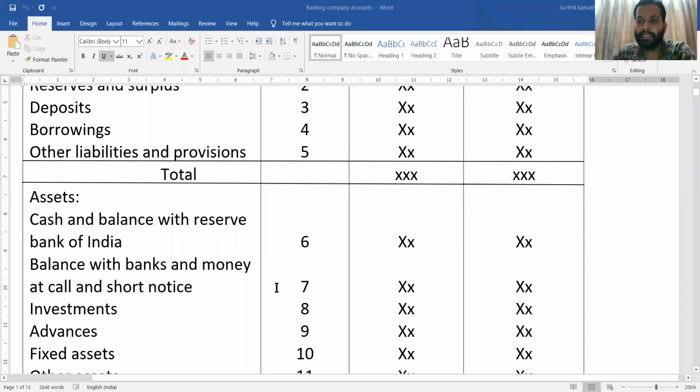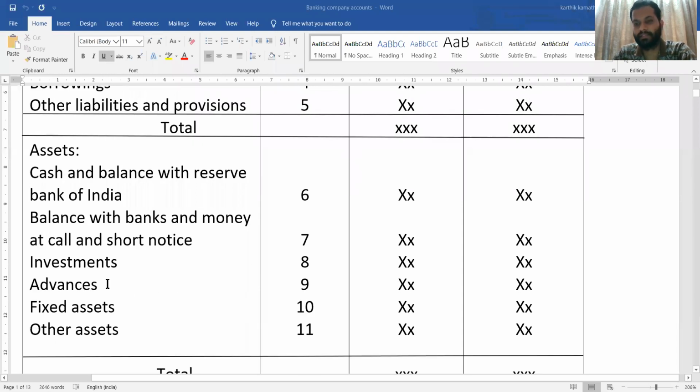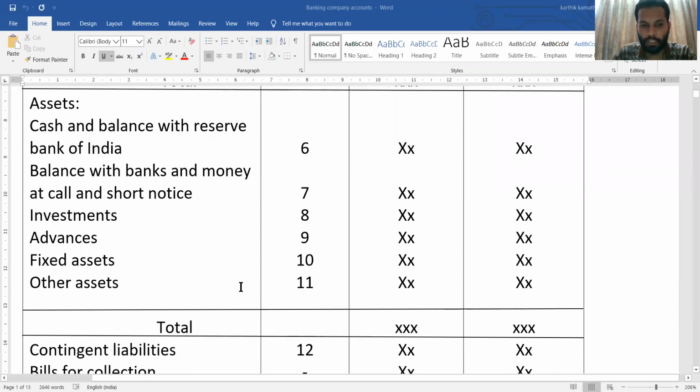Then schedule 8 is for investments. Schedule 9 is advances, a very important schedule. A lot of adjustments come in schedule number 9 and schedule number 5 also, which we need to see. Then schedule number 10 is for fixed assets, and schedule number 11 is for other assets. So you will get the asset side total.